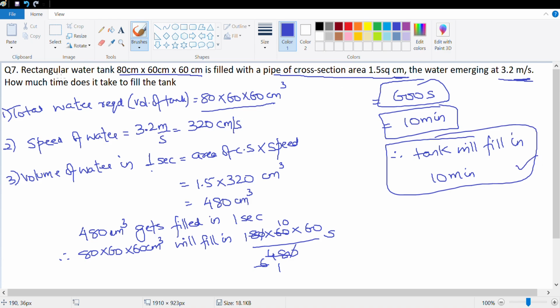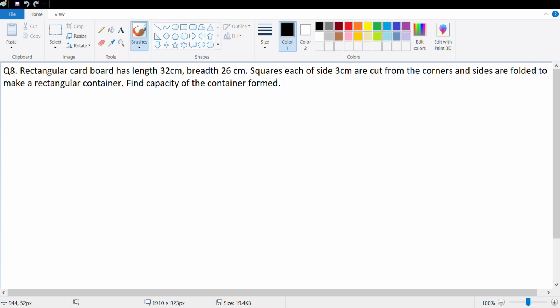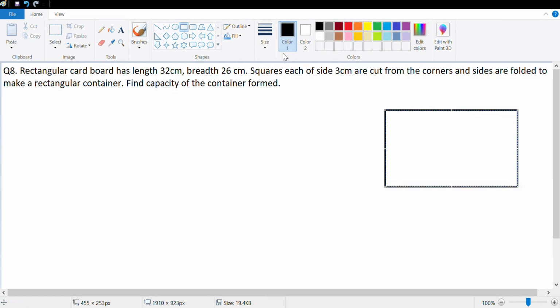The next question we do is question number 8. Very interesting question. Maybe the most important question from this exercise perspective. Let's see. It says a rectangular cardboard has length 32 centimeter and breadth 26 centimeter. Okay, so let's just draw a rough diagram.